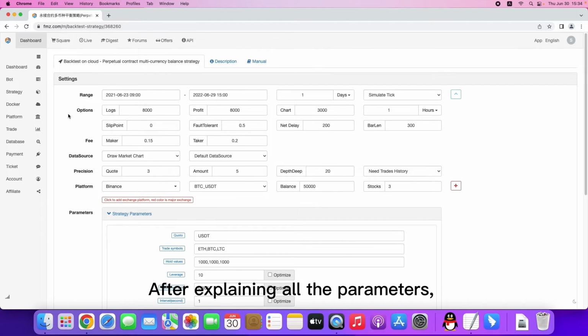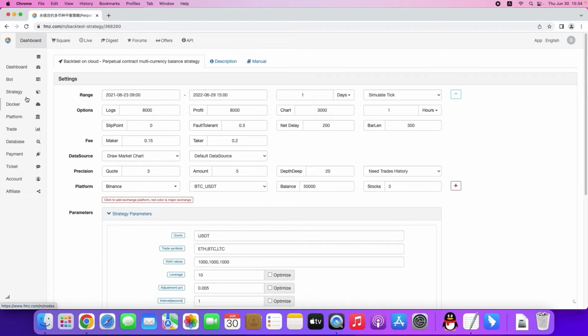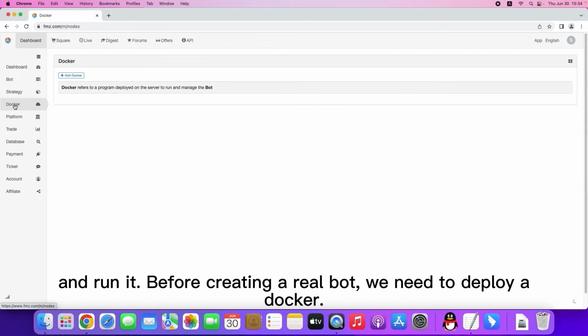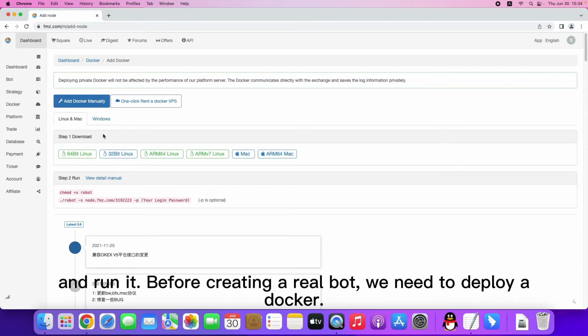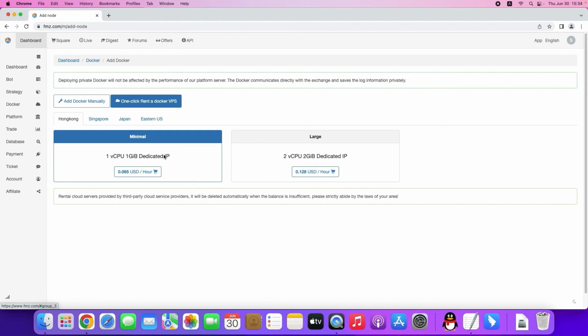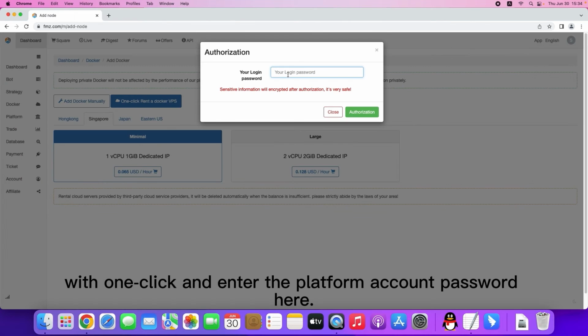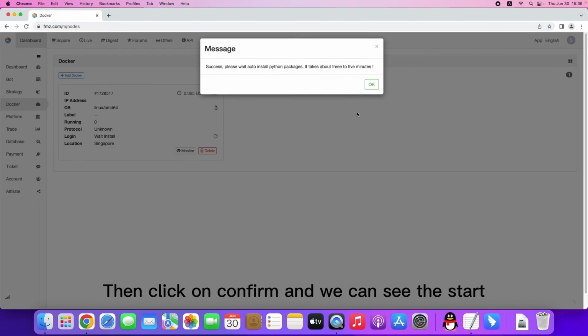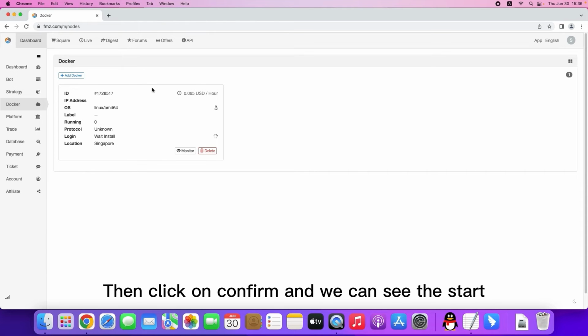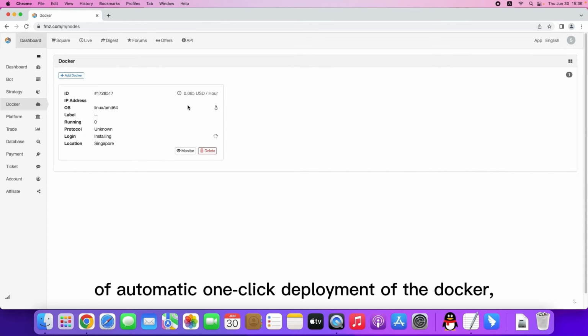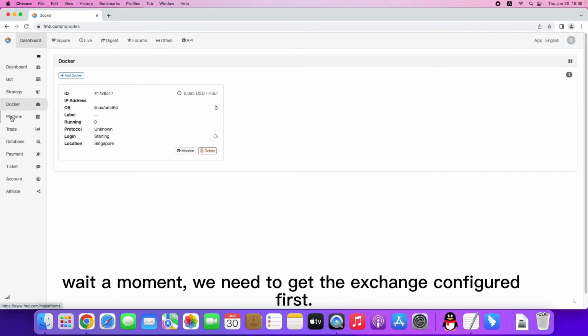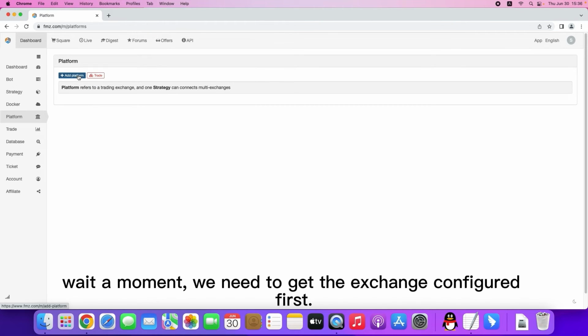After explaining all the parameters, we can create a real bot of the strategy and run it. Before creating a real bot, we need to deploy a Docker. We deploy the Docker with one click and enter the platform account password here. Then click on Confirm and we can see the start of automatic one-click deployment of the Docker. Wait a moment, we need to get the exchange configured first.